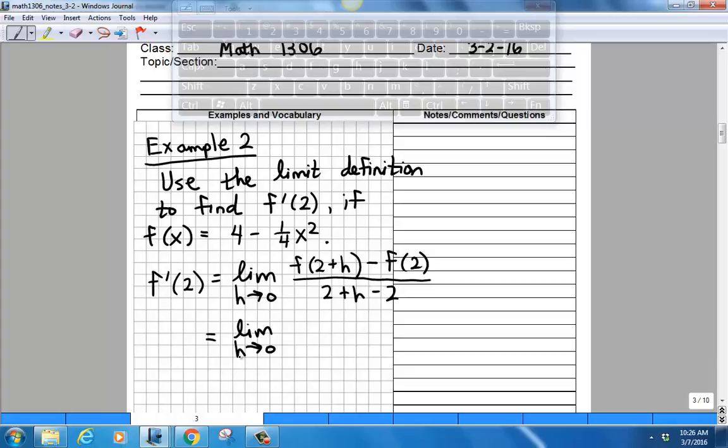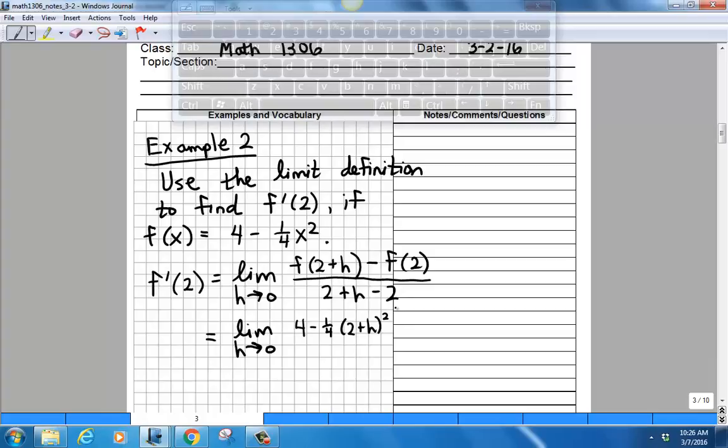All right, now let's see. What would f of 2 plus h be? What do you get when you take 2 plus h and plug it into this formula? Well, that's going to be 4 minus 1/4 times 2 plus h squared, right? Am I doing that right? Yeah, I'm just going to take the 2 plus h and plug it in for x in the formula. Then we're going to have to grind through a little bit of arithmetic, but let's not rush it. We'll get to that in just a second.